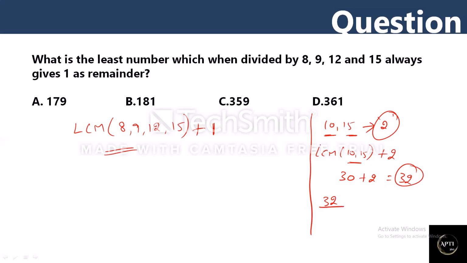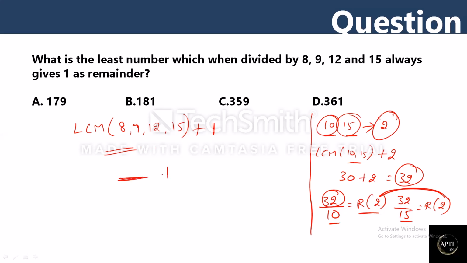Now we'll go with the question again. Find the least number which when divided by 10 and 15. When I divide 32 by 10, what is the remainder? Remainder is 2, correct? When I divide 32 by 15, what's the remainder? Remainder is 2. Is the condition satisfied? When I divide the number by 10 and 15, I should get the same remainder, which is 2. So here also the same thing. If you calculate the LCM and add 1, that will be your answer.